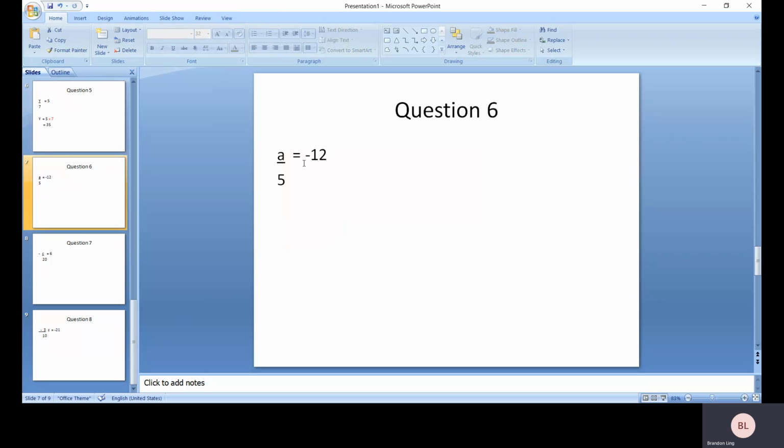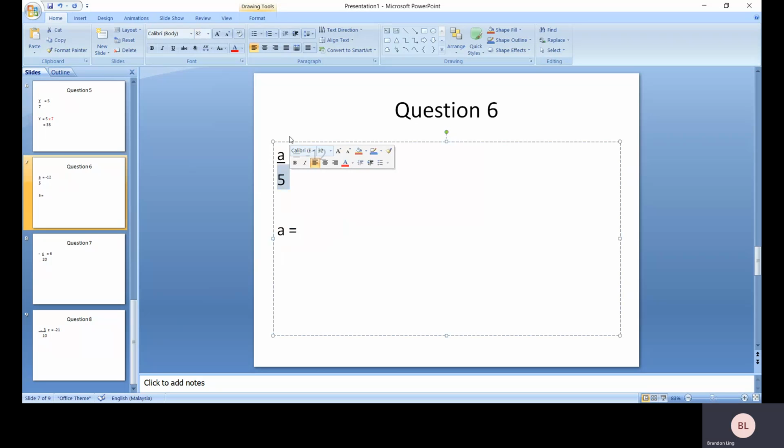Question 6. A over 5 equals -12. So you move this 5 to the other side, you get -12 times 5, which is negative 60.